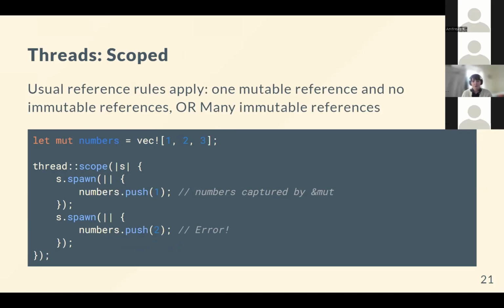We can just capture numbers by reference. The usual reference rules apply. So you can only have one mutable reference with no immutable references, or many immutable references. That's the same as usual when you're doing that capturing there. If you're capturing by mutable reference, then you can only do that on one thread.